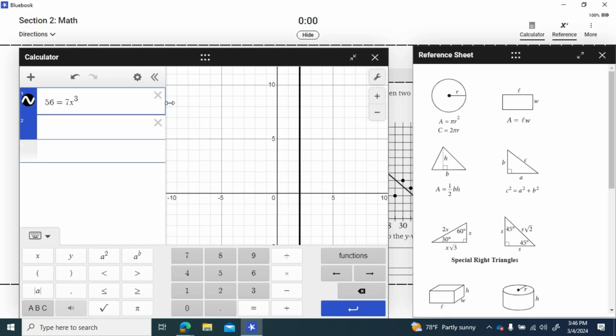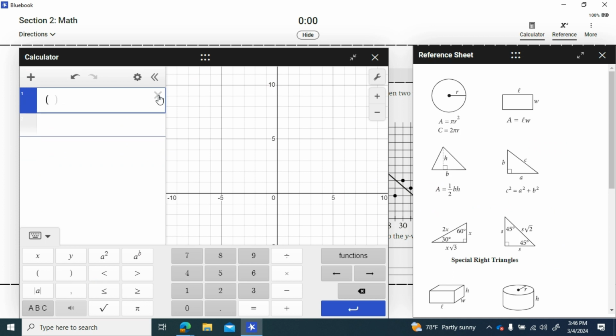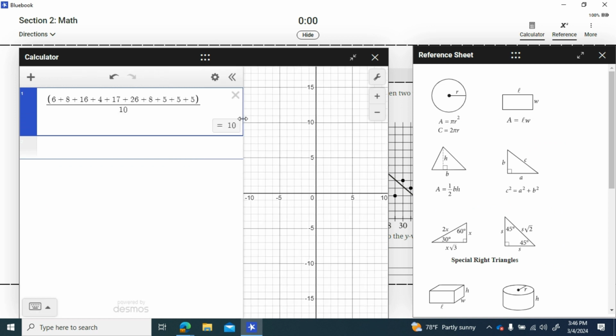So I'm going to put the numbers in parentheses, 6 plus 8 plus 16 plus 4 plus 17 plus 26 plus 8 plus 5 plus 5 plus 5. All of that divided by how many numbers? And there's 1, 2, 3, 4, 5, 6, 7, 8, 9, 10 numbers. And very important, mathematicians tend to precision. So while I'm in here, I want to look at all of the numbers and compare them to the question. And I do have a match, so I know that my answer is 10.